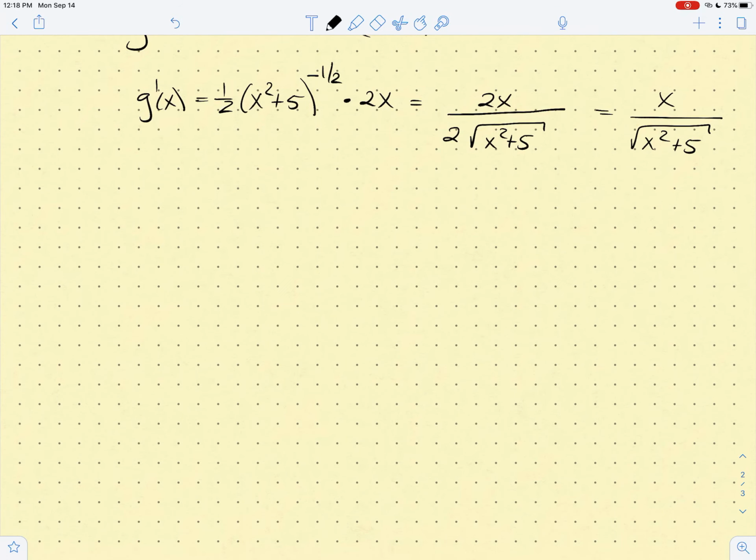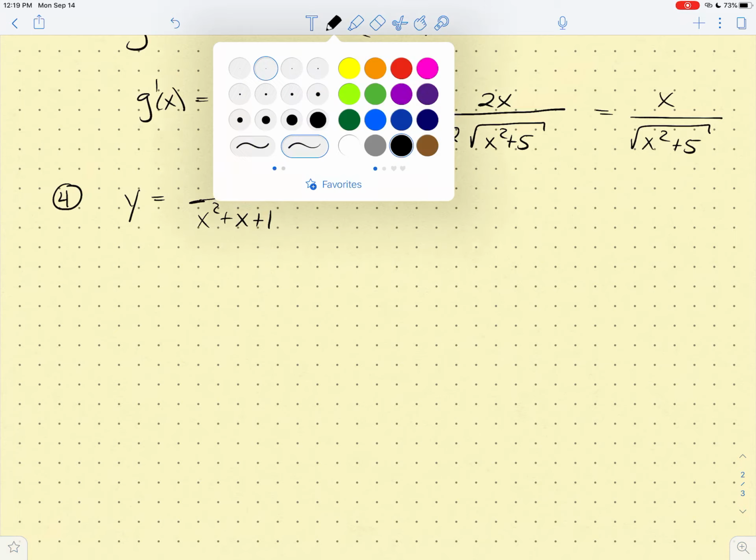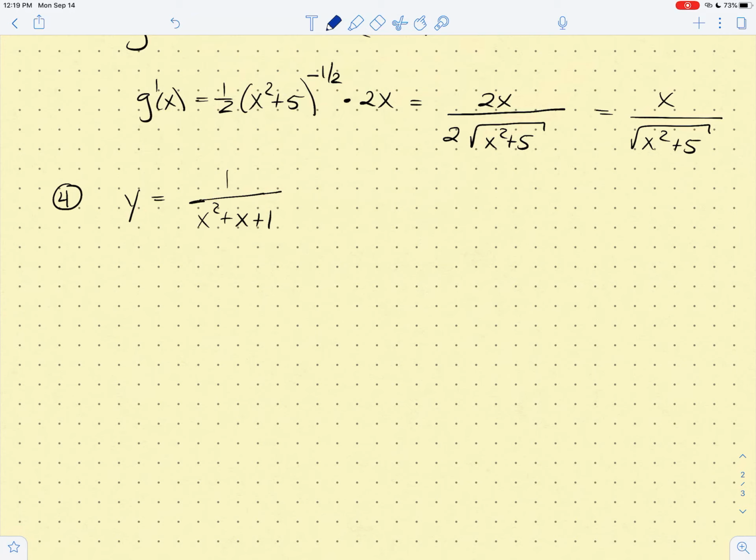So this will be example number 4. Let's look at y equals 1 over x squared plus x plus 1. And again, I want to show you two different ways you can work this out. Option A is we're going to use the chain rule, which is really, in this case, the generalized power rule. It's the same thing. And then option B, let's use the quotient rule, and you can decide which one you think is easier.